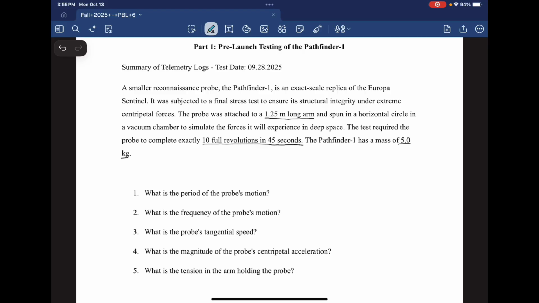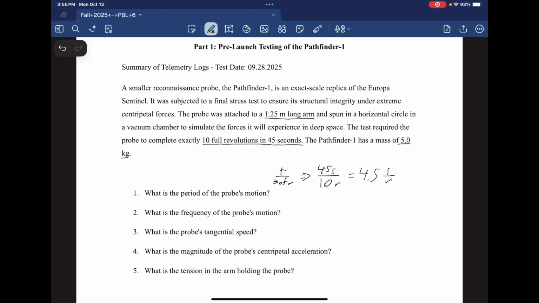The equation for period is time, so how long it takes, divided by number of revolutions, which we'll just call R. So in our case, this is going to be 45 seconds divided by 10 revolutions, which equals 4.5. And then this is seconds per revolution. In other words, it's going to take 4.5 seconds to complete one revolution. And that is the period.